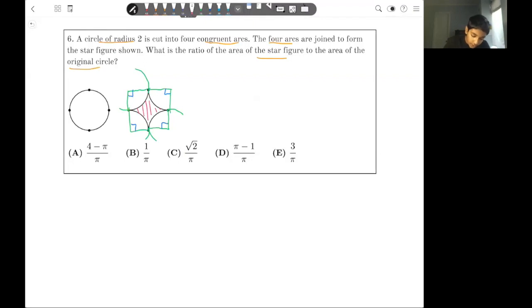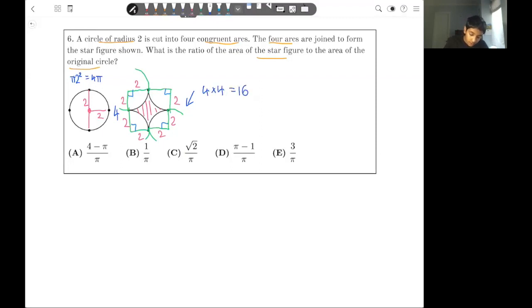Again, there are 4 congruent arcs, so the radius will just be 2. And same thing here, because it's the same arc, we just put it in different orientations. So these will all be 2. Then we know the area of this circle is just going to be pi times 2 squared, or 4 pi. The side length of the square is 2 plus 2, which is 4, so the area of the big square is 4 times 4, or 16.